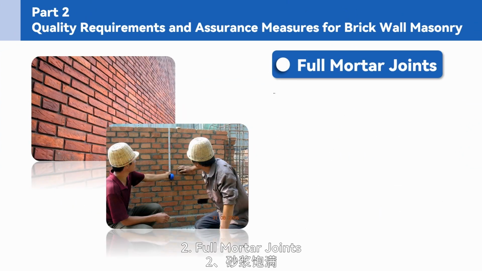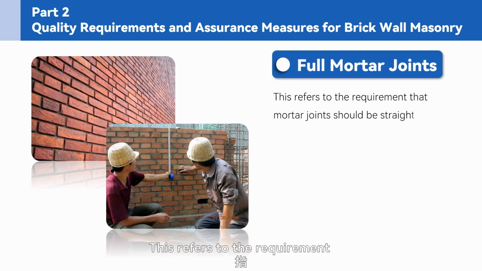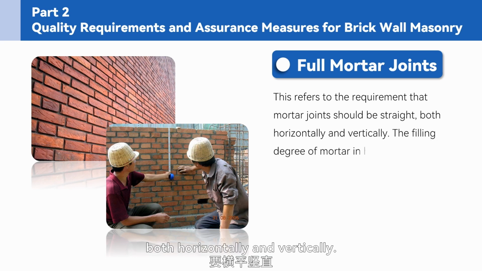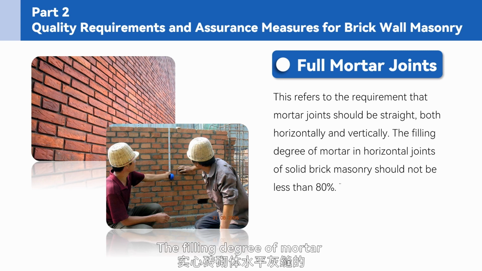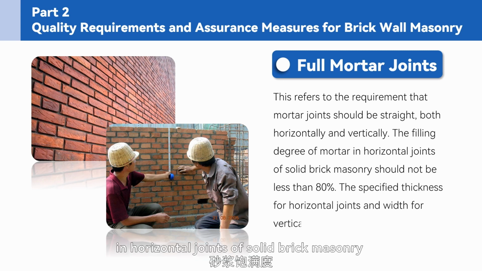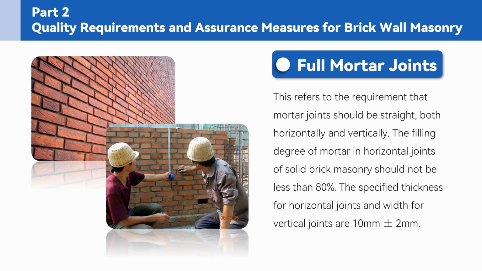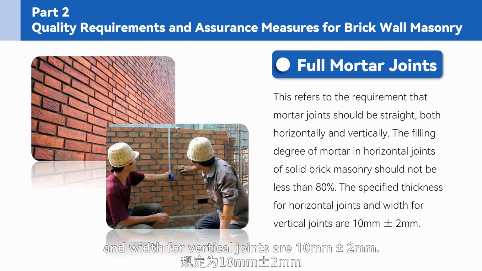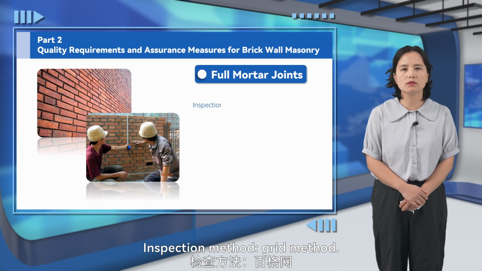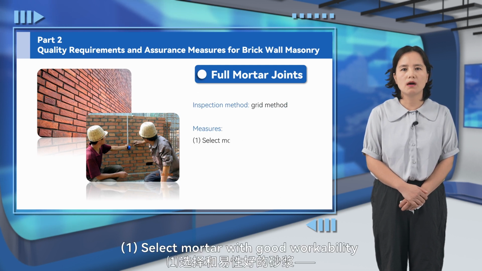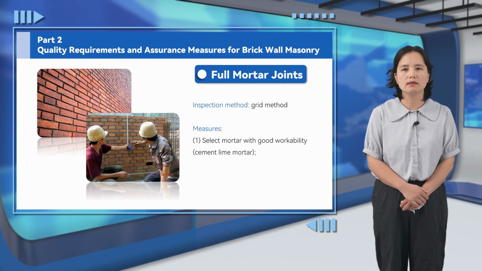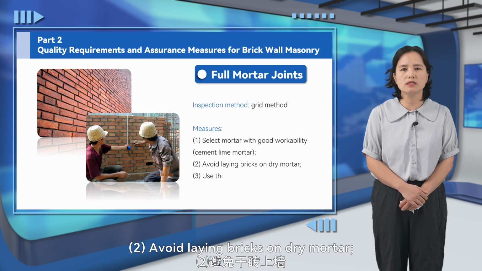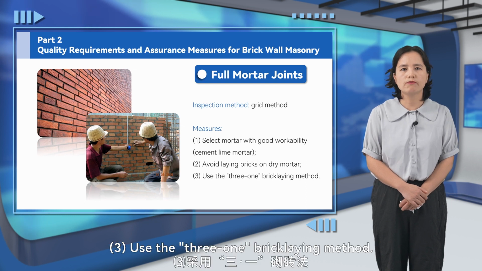2. Full mortar joints. This refers to the requirement that mortar joints should be straight, both horizontally and vertically. The filling degree of mortar in horizontal joints of solid brick masonry should not be less than 80%. The specified thickness for horizontal joints and width for vertical joints are 10 mm plus or minus 2 mm. Inspection method, grid method. Measures: 1. Select mortar with good workability, cement lime mortar. 2. Avoid laying bricks on dry mortar. 3. Use the 3-1 bricklaying method.